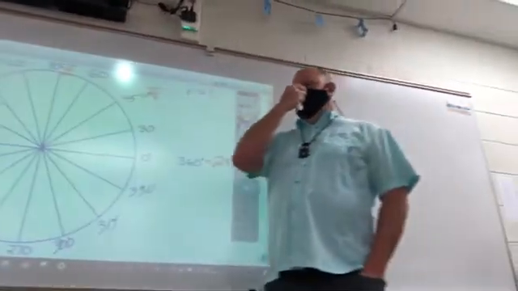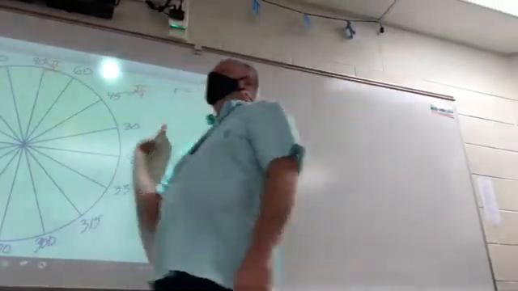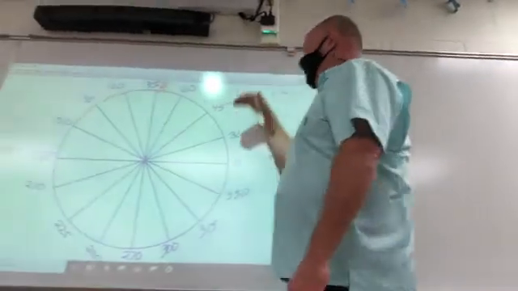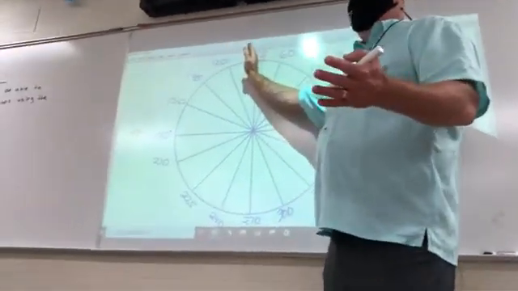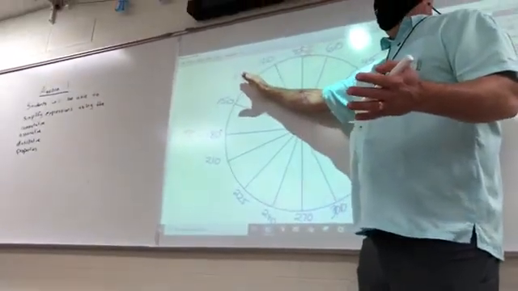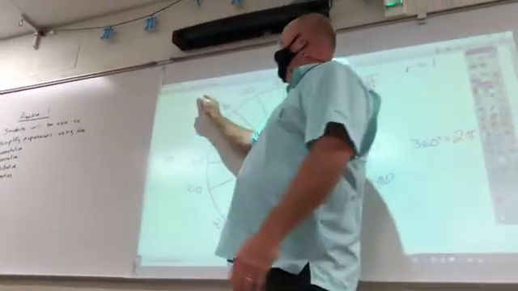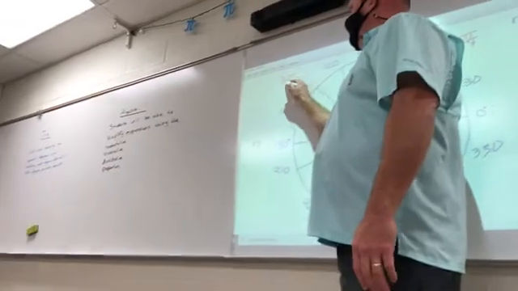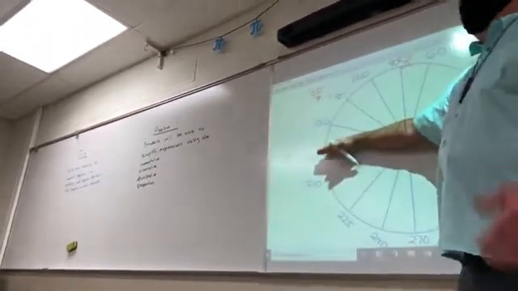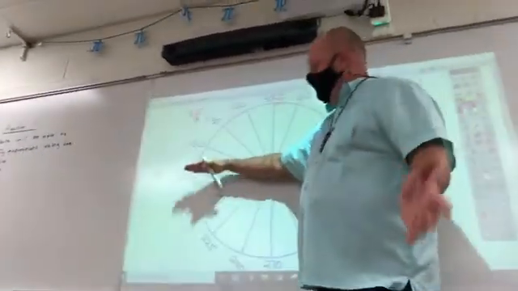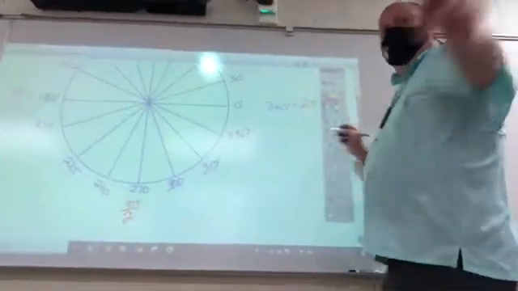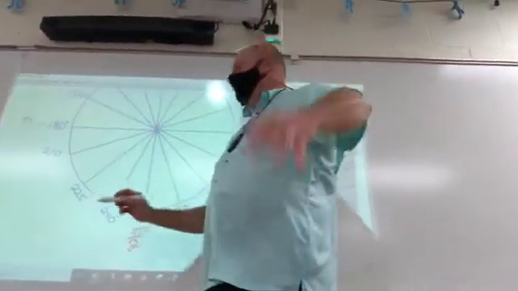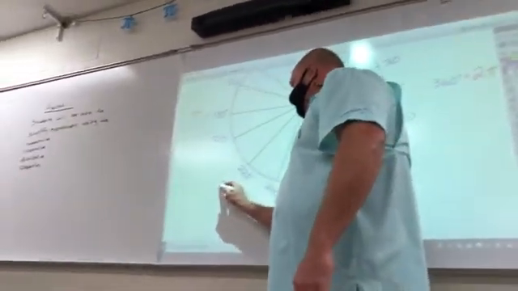Now, here's the easiest way to think about these. Think in terms of fractions. That's a quarter pi. 2 quarters would be here. So what do you think 135 is? 3 quarters. 4 quarters, well, that'd be 1. So what do you think 225 is? Which is 5 quarters.